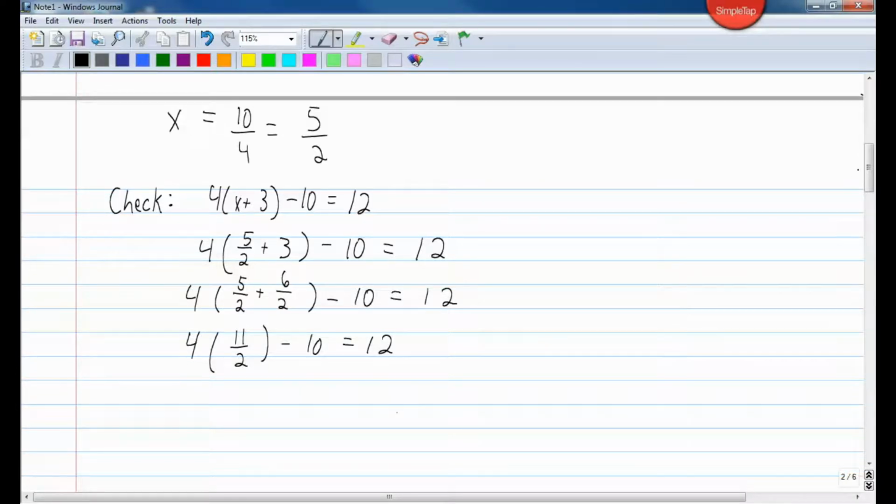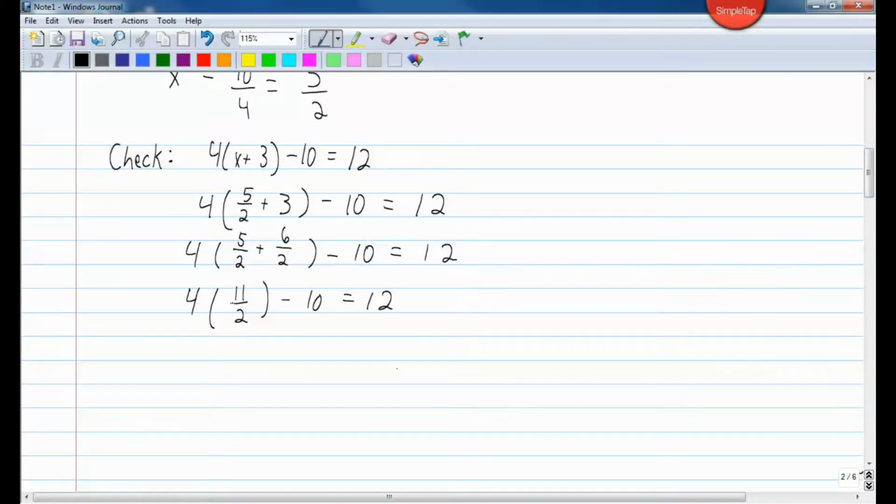Alright, 4 times 11/2. So when you multiply a number, or even if this was a fraction, if it was over 1 or over something else, make sure you multiply the number times the numerator. If this would have been 4/3, then you'd multiply 4 times the top and 3 times the bottom. But since it's just 4, make sure you multiply 4 times the numerator. So that's 44 over 2 minus 10 equals 12.